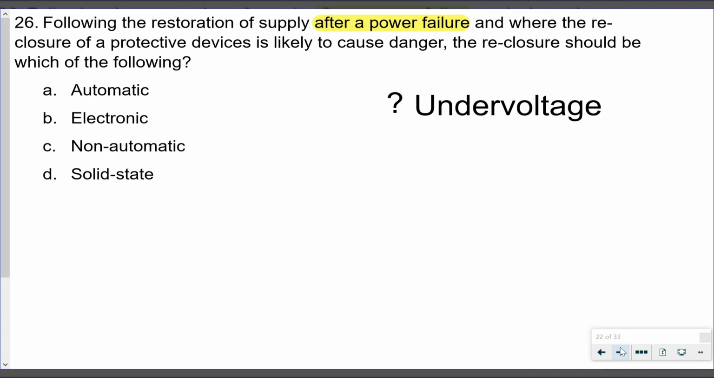Question 26. Following the restoration of supply after a power failure, and where the reclosure of a protective device is likely to cause a danger, the reclosure should be which of the following? Now for this one, a power failure, what we're actually talking about there is an under voltage or a no voltage situation. So under voltage is our answer route for this one.